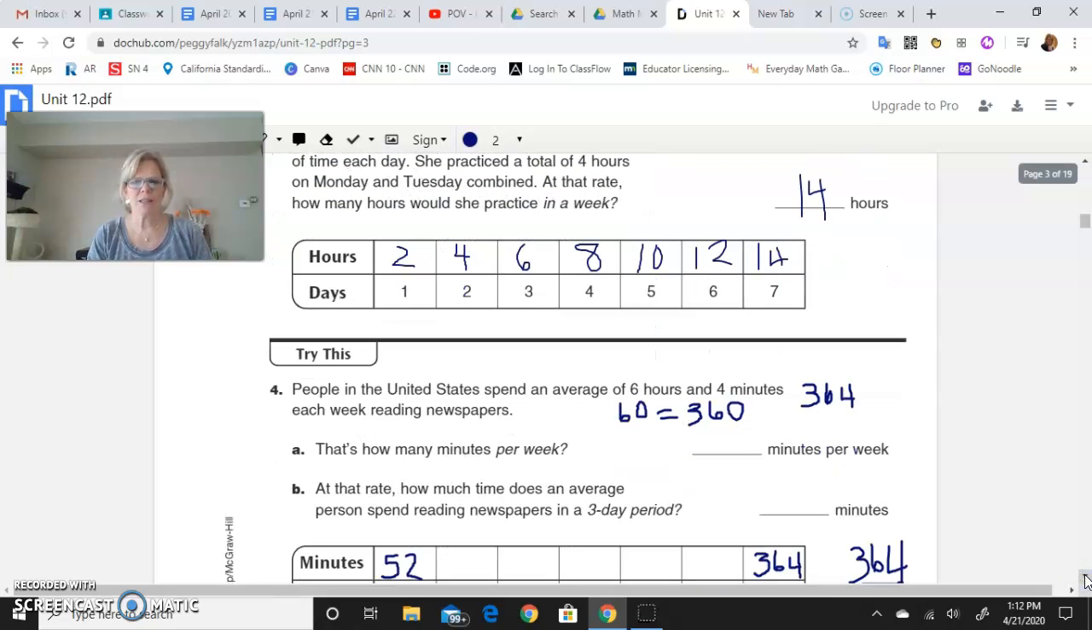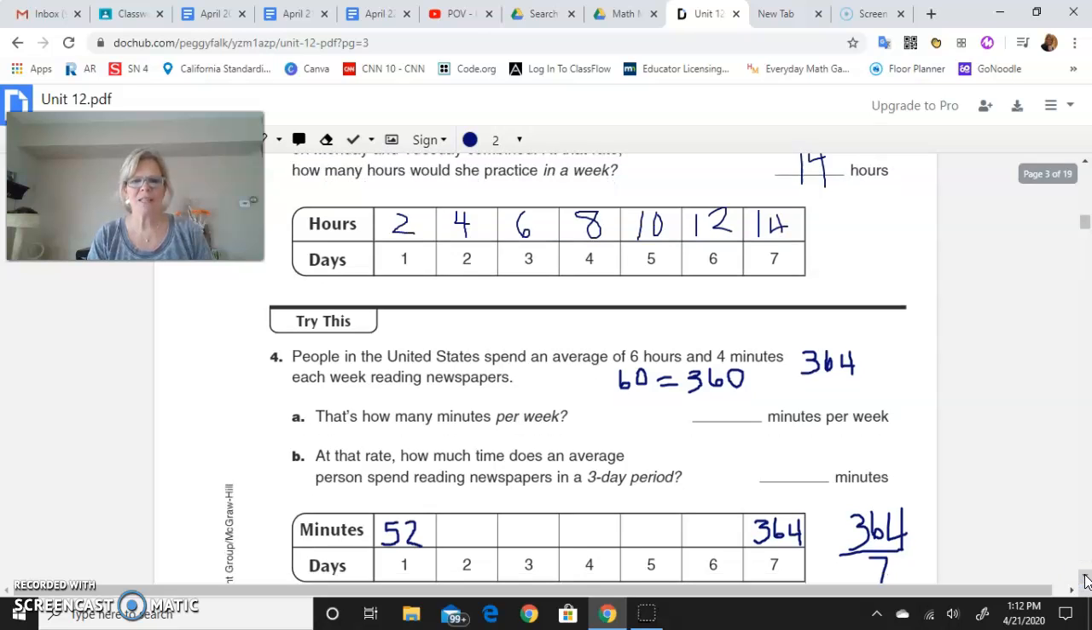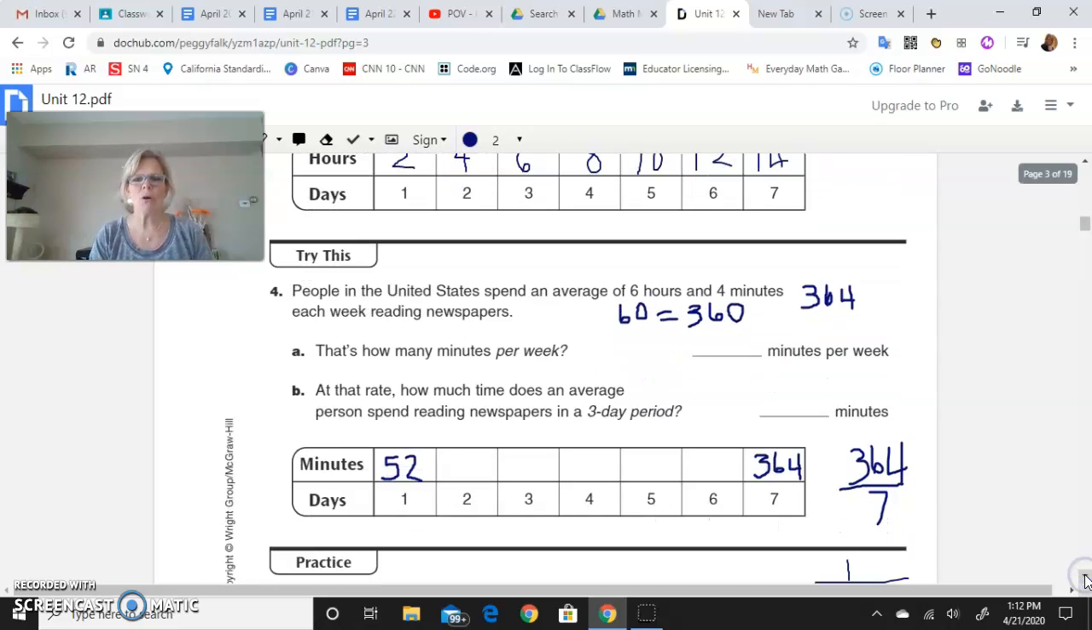Okay, number 4 is try this. People in the United States spend an average of 6 hours and 4 minutes each week reading the newspaper. Okay, so A, that's how many per week in minutes. Well, I know that in 6 hours, there's 60 minutes per hour. So if I multiply those, I get 360 minutes in the week plus the extra 4. So 364 minutes each week.